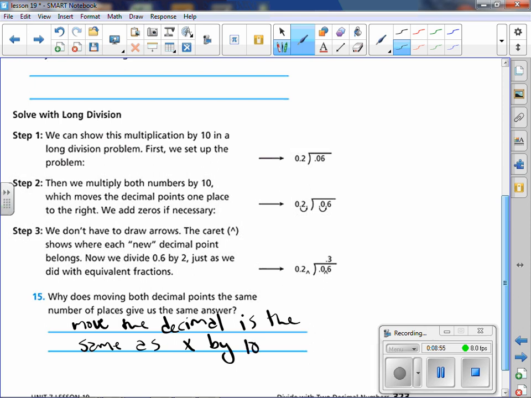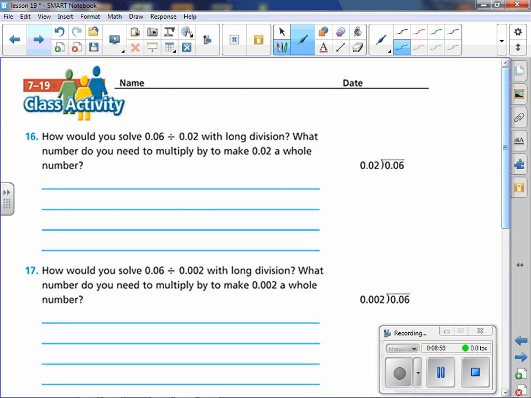And again, think of it as you're keeping that fraction equivalent. You're not changing it. Okay, so let's put this into practice. If I was going to solve 600ths divided by 200ths, what I would do to solve it is come over here and take my decimal and move it over 2 spots. When I move that over 2 spots, I need to move this one over 2 spots.